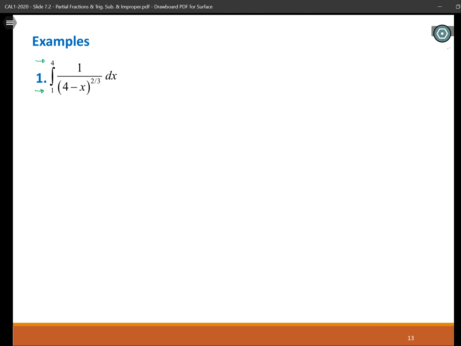So we need to check if this one is type 2 improper. In order to do that, we need to check whether this function goes undefined anywhere over the range of integration. So what range of integration do we have? We have this range from 1 to 4. Now let's check if this f(x) will be undefined anywhere. So I'm going to repeat it here, f(x) equal to 1 over (4 minus x) to the power of 2 over 3.